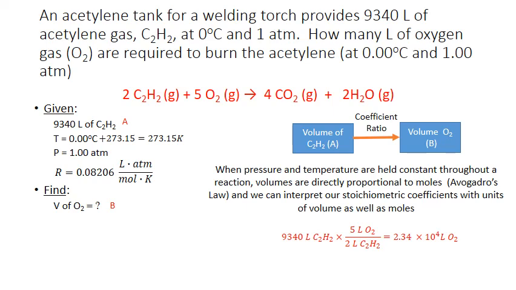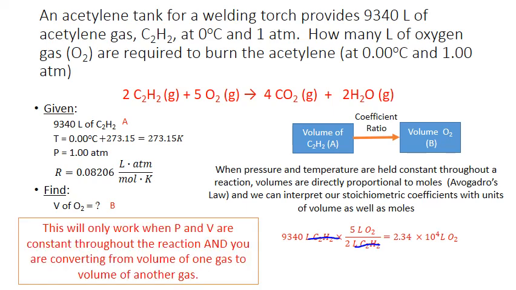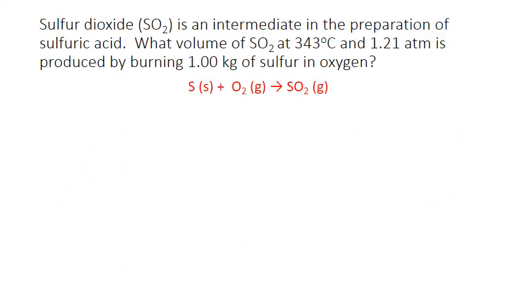The coefficient ratio, instead of being 5 moles over 2 moles, is actually 5 liters of oxygen over 2 liters of acetylene. And we can see that liters of acetylene cancel out, and we're going to be left with liters of oxygen. Now, it's really important to note that this shortcut will only work when pressure and temperature are constant throughout the reaction, and you are converting from volume of one gas to volume of another gas. So if you must convert between a solid or a liquid and a gas in a chemical reaction, then you have to do the full calculation using the ideal gas law.